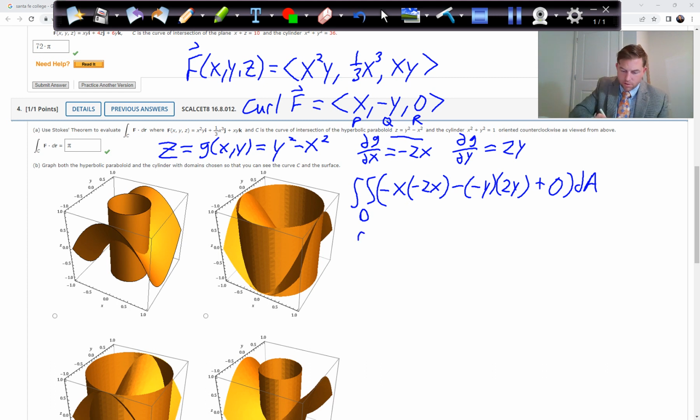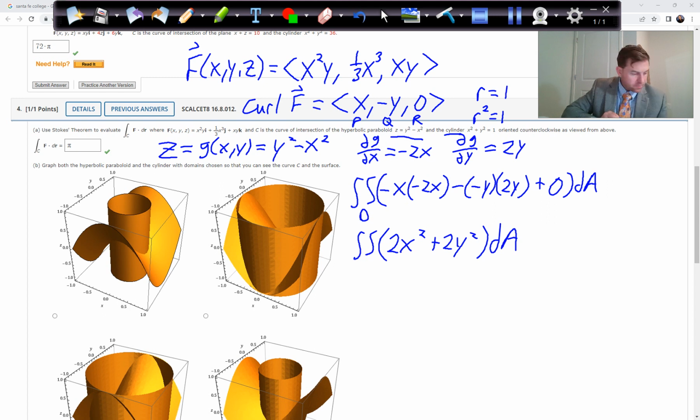Okay, so this is going to become, double negatives cancel, you get 2x squared. Double negatives cancel, you get 2y squared, dA. And what we're going to want to do is, we see this cylinder again, so we're immediately going to say r squared is 1, therefore r is 1. We can factor out a 2 here. We're going to get 2 double integral of x squared plus y squared dA. But x squared plus y squared is r squared.